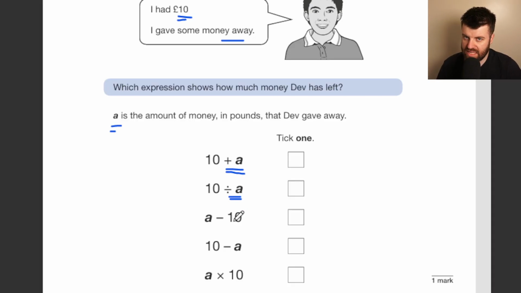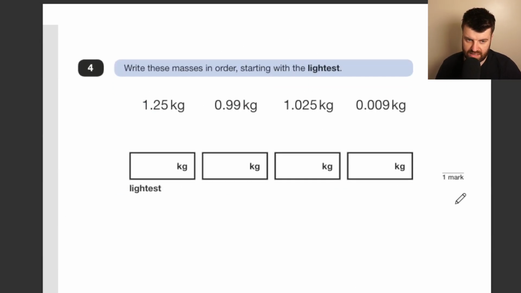A, take away 10. No, this would mean he started with A and gave away 10. A is what he gave away, so this is the wrong way around. 10 take away A, that is the answer. We can double check A times 10. We're not multiplying, we're not getting more money. He gave money away, we must be getting smaller. So no, that would not make any sense.